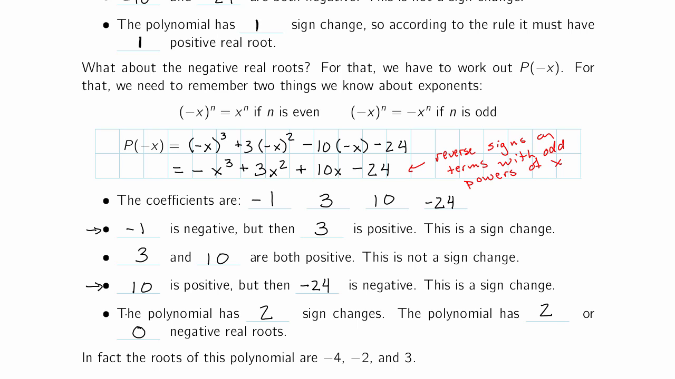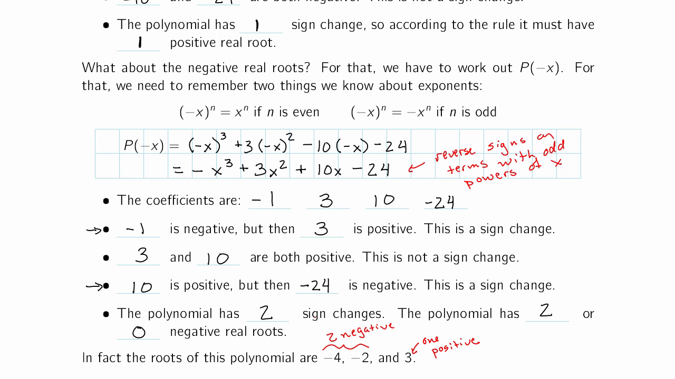In fact, for this polynomial, the roots are -4, -2, and 3. So we have 1 positive and 2 negative. One nice thing about knowing that it either has 2 or 0 is that if we find 1 negative root, we know that there's another one. So that's nice. The biggest thing that this does for us is when we're going about our trial and error, it gives us an idea of what to try first.